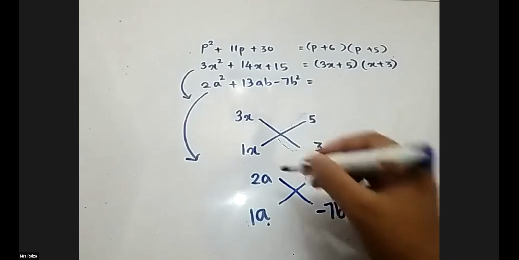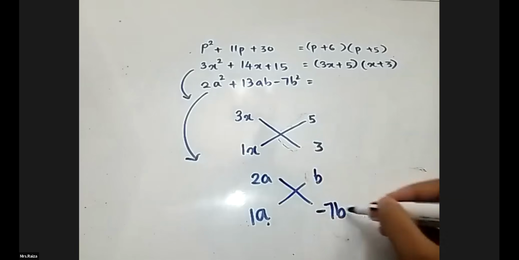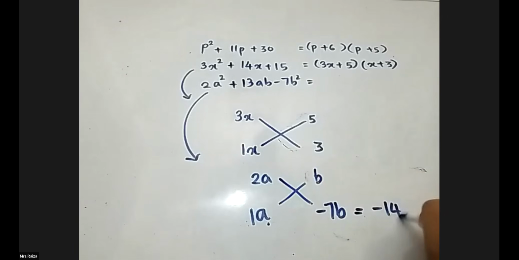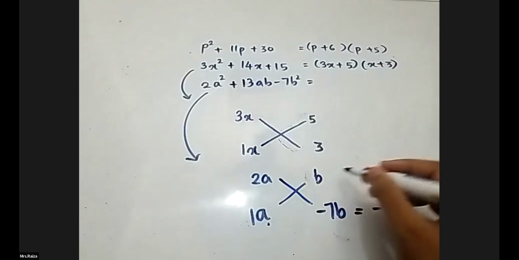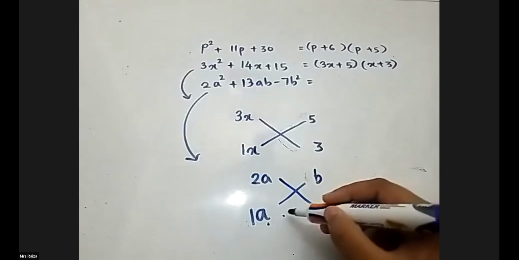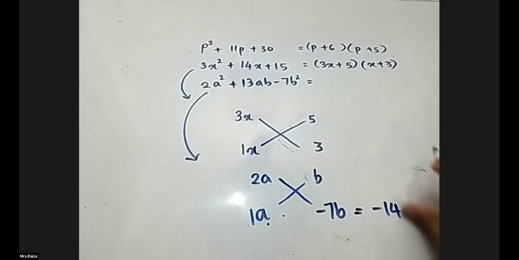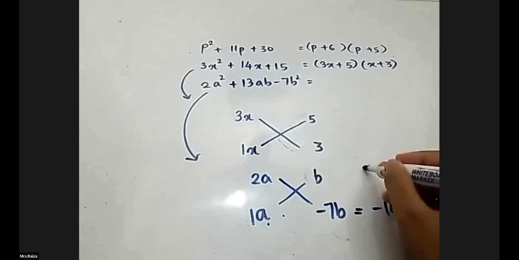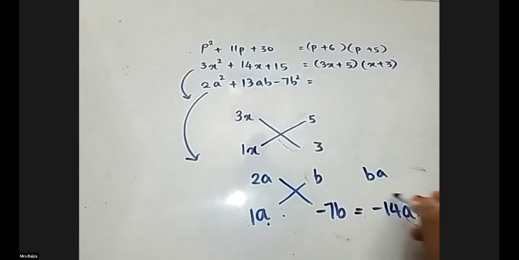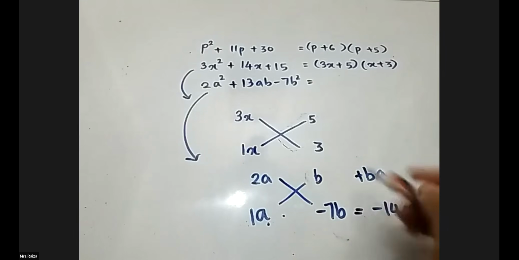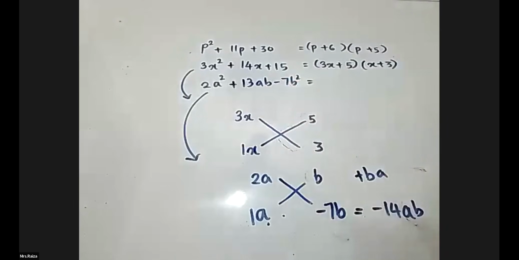Now look at the board. 2 into 7 is 14. You are getting here negative 14b. Here you are getting b into a, so you get ab. Here you get ba. So you have negative 14 and positive ba. When you subtract this, you get the middle term 13ab.